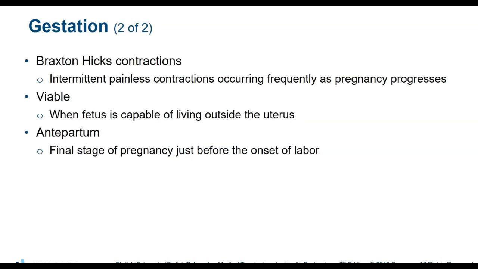Braxton Hicks contractions are intermittent contractions that occur during pregnancy. It's really helping our body and the uterus to get ready for delivery. The term viable means that the fetus is capable of living outside of the uterus. And antepartum is the final stage of pregnancy just before the onset of labor.